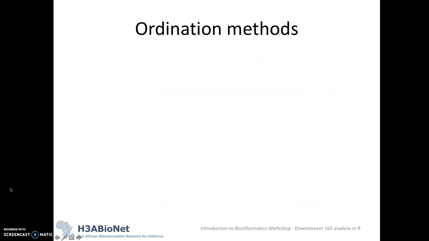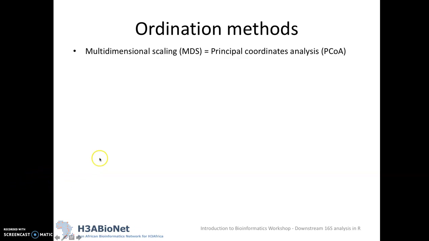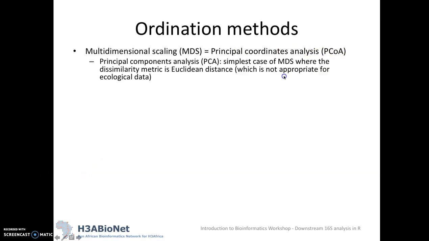So we see now that there are different metrics we can use to calculate our pairwise dissimilarity matrices between samples. And there are also different ordination methods that we can use to visualize these pairwise differences. So one method that's really common for ecological data specifically is called multidimensional scaling, which is also known as principal coordinates analysis. So not to be confused with principal components analysis, which you may be familiar with.